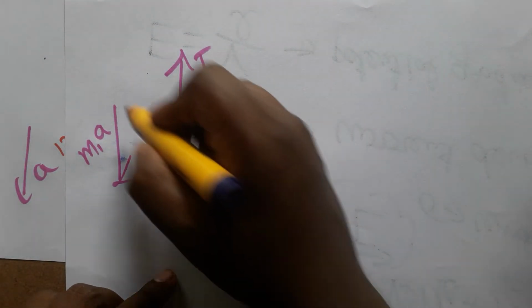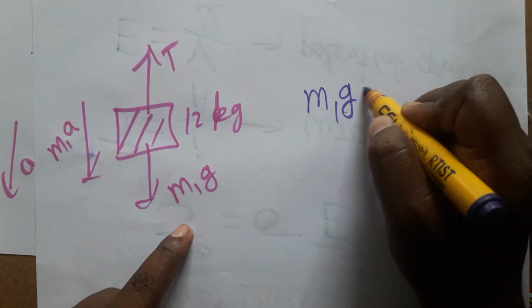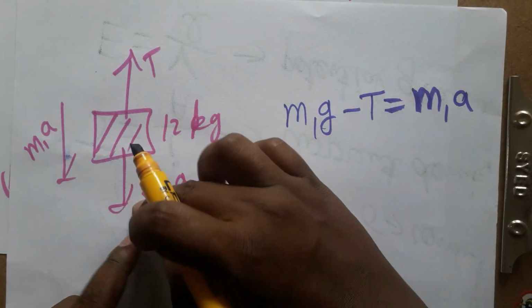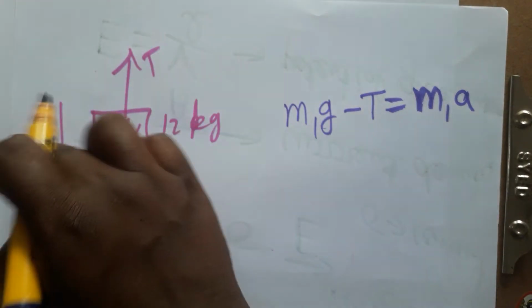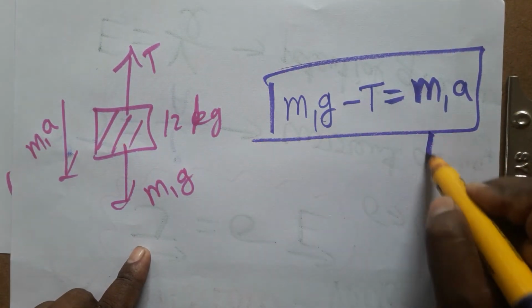Okay, so the object is moving downwards, that means m1 g is greater than T. m1 times g minus T is equal to m1 times a. So this side, downwards minus upwards is equal to the resultant. Okay, so I have taken this as equation 1.